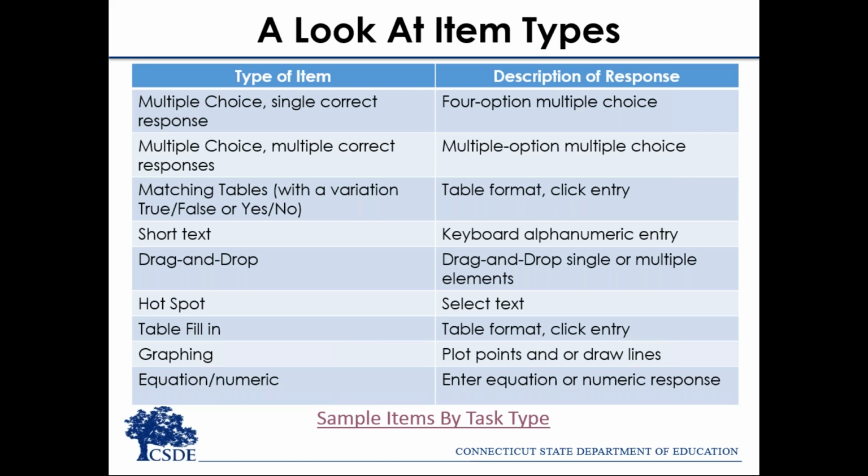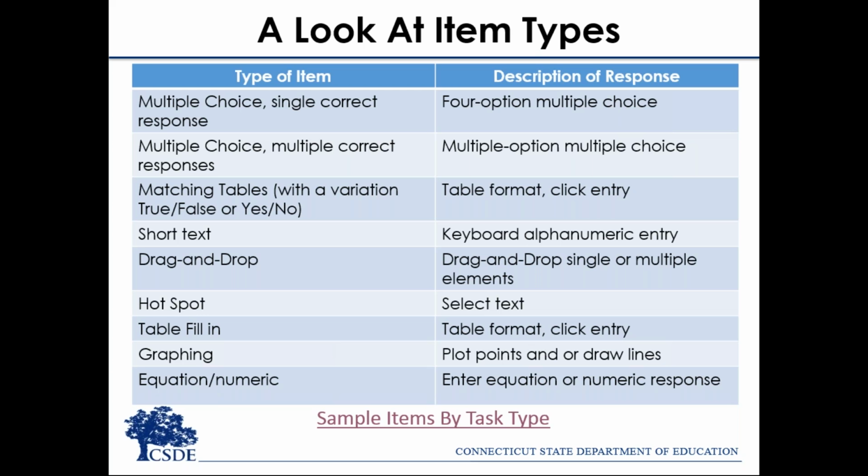On the Smarter Balanced Assessment for mathematics, students will see the typical multiple choice single correct response. This is no different than the multiple choice that students were used to on the mastery test. What is different with multiple choice is there are some items on the Smarter Balanced Assessment that are a multiple correct response, where students have to ask which of the following are correct or incorrect, and multiple answers should be selected. That's a really new type of item type for students and one that some struggle with.